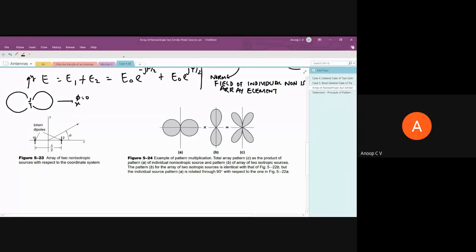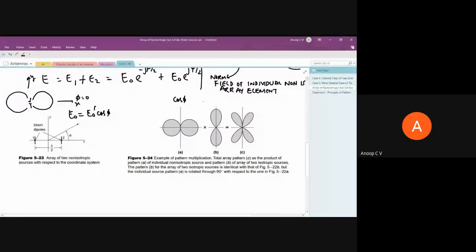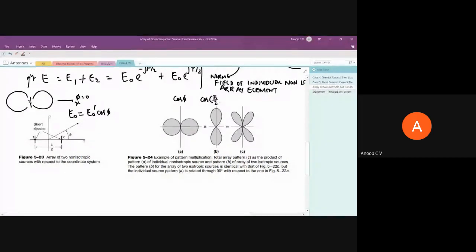So in this case, I can write that the individual array elements will have pattern E naught dash times cos phi. That's why I have written here cos of pi by 2 cos phi. When you multiply these two, the resultant field will be like this. You have a null in this direction, and in this direction. The nulls are not common, so we have 1, 2, 3, 4 nulls here and radiations in between. If you multiply these two, you will get this.